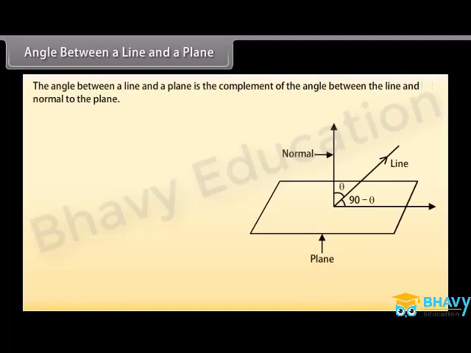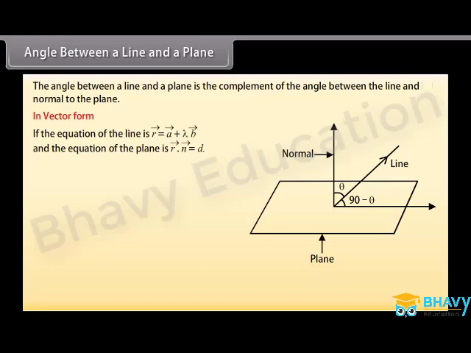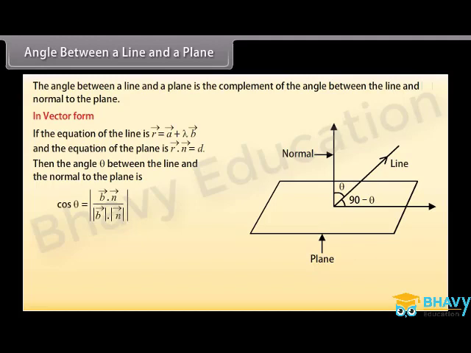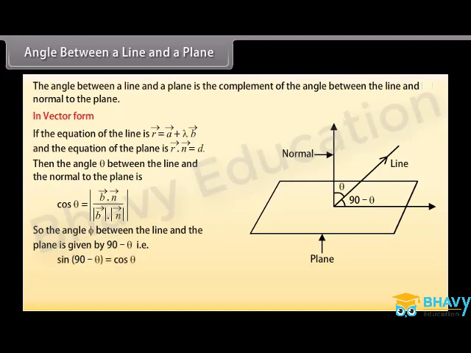Angle between a line and a plane. The angle between a line and a plane is the complement of the angle between the line and normal to the plane. In vector form, if the equation of the line is vector r equals vector a plus lambda vector b, and the equation of the plane is dot product of vector r and vector n equals d, then the angle theta between the line and the normal to the plane is cos theta. So the angle phi between the line and the plane is given by 90 minus theta, that is, sine of 90 minus theta equals cos theta.